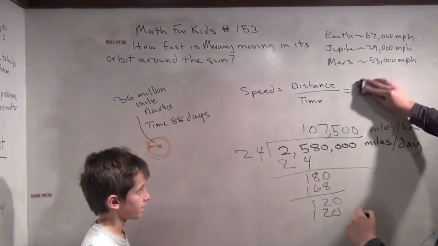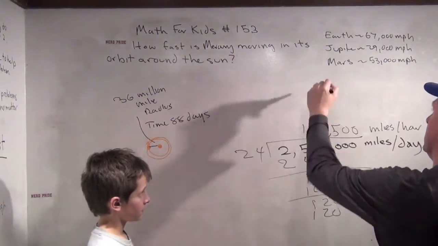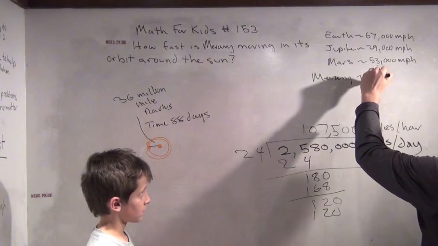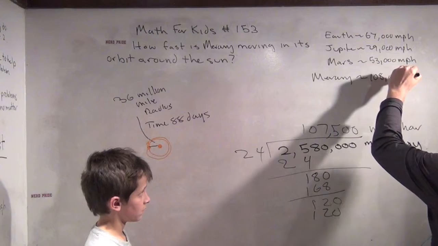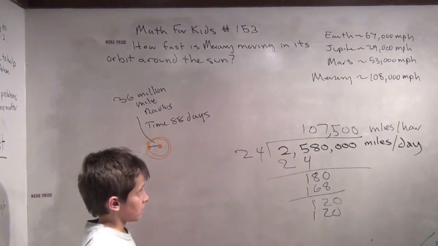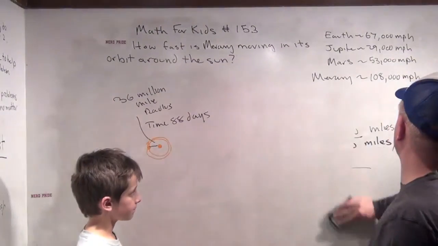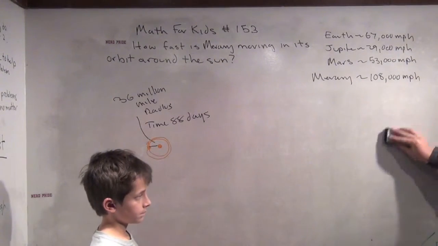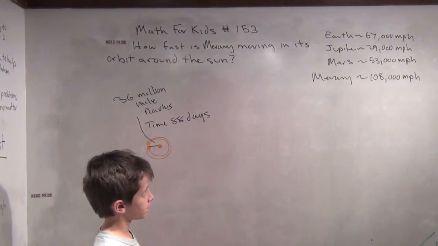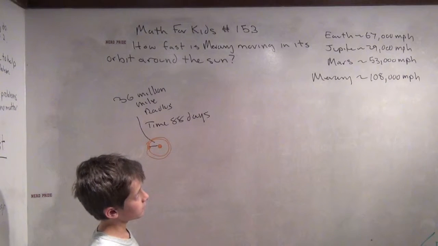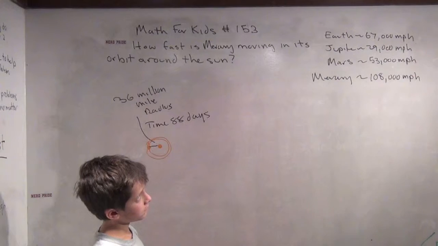So Mercury is about, let's call it 108,000. Pretty good, right? Yep. So Mercury moves twice as fast as Mars. Not quite twice as fast as Earth. So Mercury's moving pretty fast.